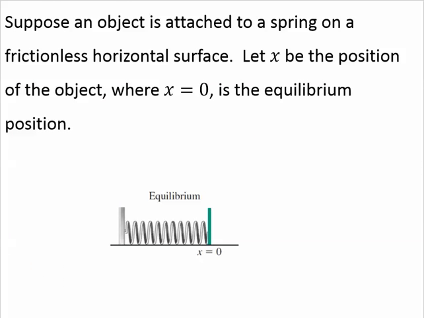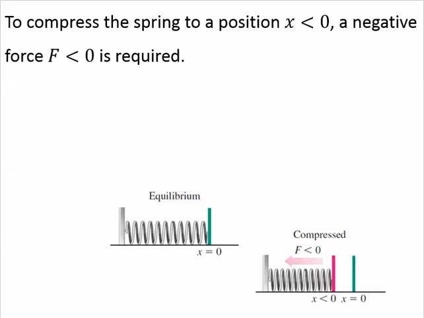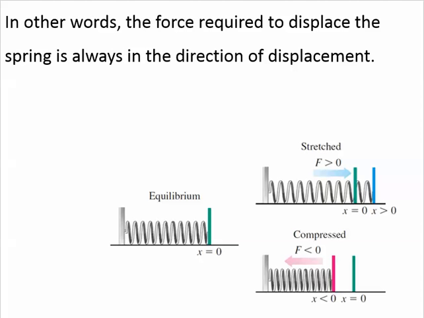Suppose an object is attached to a spring on a frictionless horizontal surface. Let x be the position of the object, where x equals 0 is the equilibrium position. To stretch the spring to a positive position, a positive force is required. To compress the spring to a negative position, a negative force is required. In other words, the force required to displace the spring is always in the direction of displacement.